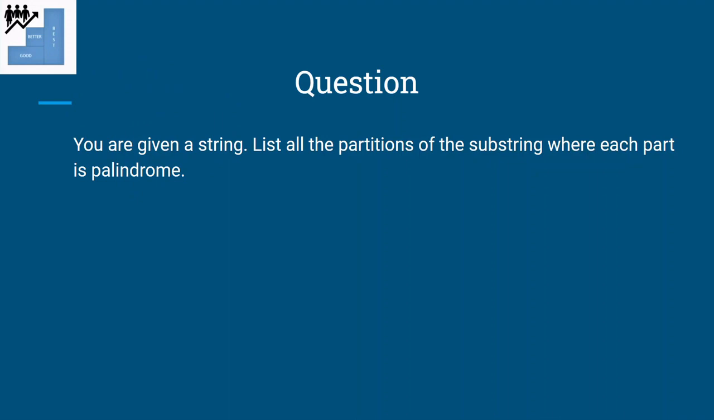And let's look at the question. So, you have a string and you need to partition the string such that every partition is a palindrome, and you need to find all such partitions. For example, if BAAB is the string given to you, then one partition could be this, where every string is a palindrome. Then another partition could be this, where every string is a palindrome, and then this could be a palindrome.